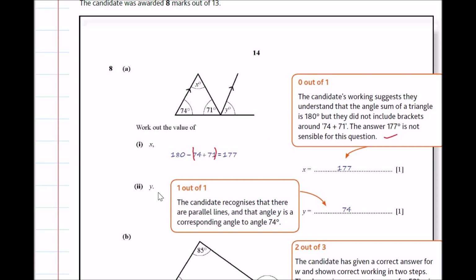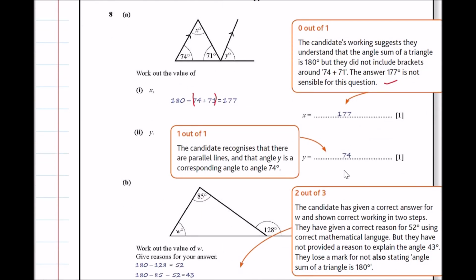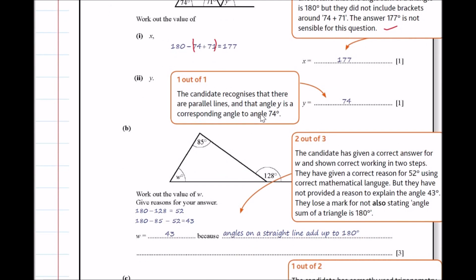For part 2, y, he wrote 74 degrees. The candidate recognizes that there are parallel lines and that angle y is a corresponding angle to the angle 74 degrees. So the answer is correct. Let's see part B. How did he answer and what marks did he get? Work out the value of W. Give reasons for your answer. So what did he do? 180 minus 128 to get this answer. Okay, fine. That is 52.